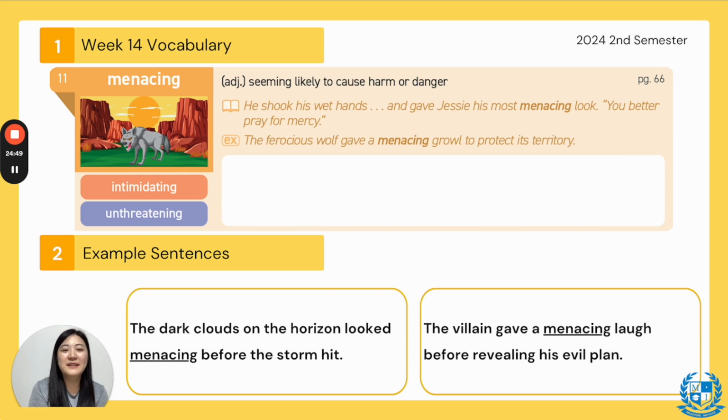Next one, it says the villain gave a menacing laugh before revealing his evil plan. So what would a menacing laugh be? Would it be like, ha, ha, no. A menacing laugh would be like, menacing laugh.